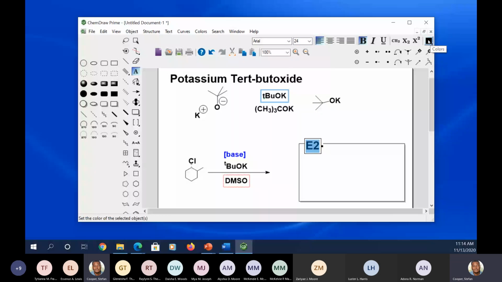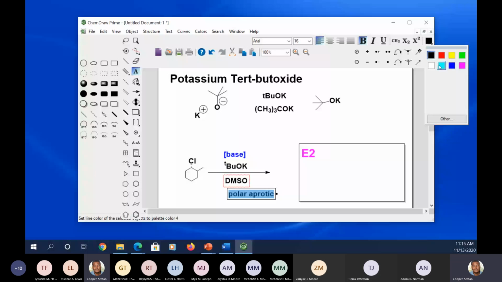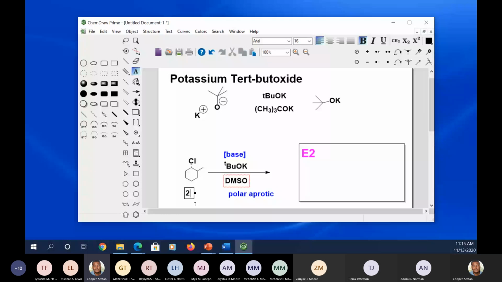All right, let's go ahead and break down each of our factors in the reaction mechanism. What type of solvent? You guys told me polar aprotic. What type of alkyl halide do I have here? Secondary. Yeah, it's a secondary alkyl halide. Very good. All right, and I know that my compound is a base, right? Let's put secondary.